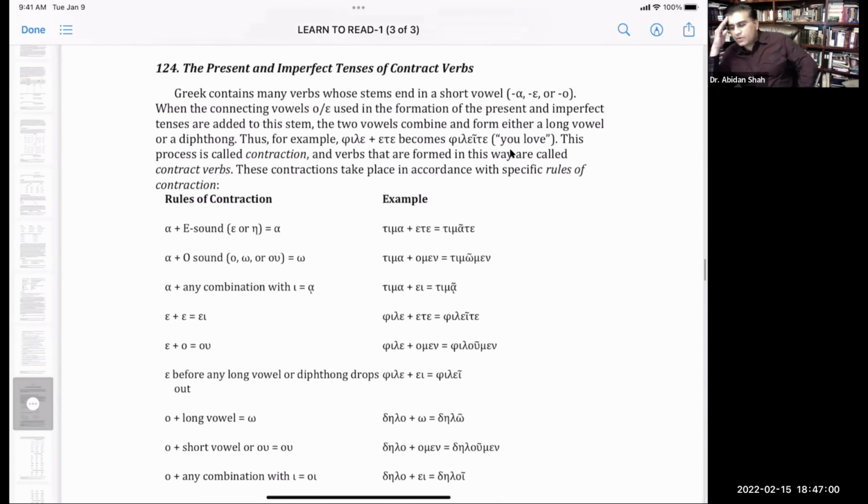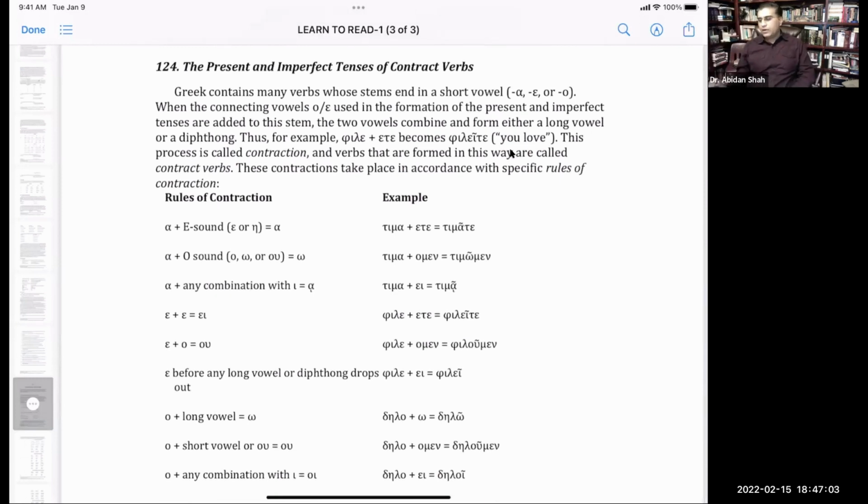Greek contains many verbs whose stems end in a short vowel, alpha, epsilon, omicron. When the connecting vowels, omicron or epsilon, used in the formation of the present and imperfect tenses are added to the stem, the two vowels combine and form either a long vowel or a diphthong. A long vowel or diphthong. It's kind of the same as the amalgamation. Remember the amalgamations? We talked about the labials, the dentals and the gutturals coming and meeting the sigma, what happens to them. We're sort of talking about the same thing here.